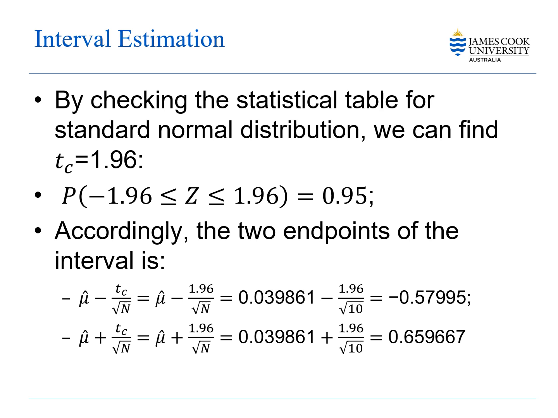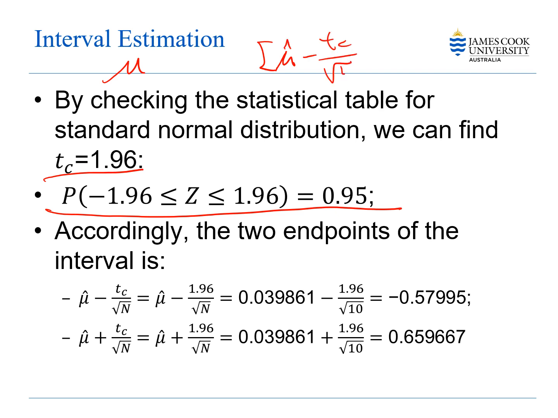By checking the statistical tables or using any statistical package like R, for the standard normal distribution, we can find the critical value TC is 1.96, or the probability of Z being between negative 1.96 and 1.96 is 0.95. Then we can write up again our interval for the true mu. The lower endpoint is mu hat minus TC divided by root n. The upper endpoint is mu hat plus TC divided by root n.